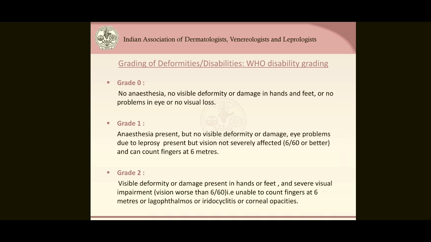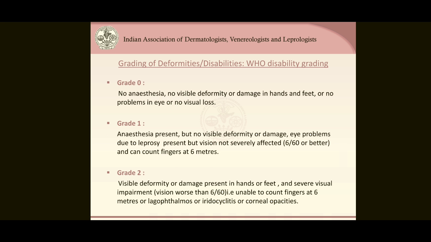Grading of deformity and disability according to WHO is graded as grade 0, 1 and 2. So grade 0, they will not be having any anesthesia, no visible deformity or damage in hands and feet, and no eyesight problems or no visual loss. So that is grade 0. Grade 1 is anesthesia with no visible deformity or damage, eye problem due to leprosy present, but vision is not severely affected, 6 by 60 or better than this. Can count fingers at a distance of 6 meters.